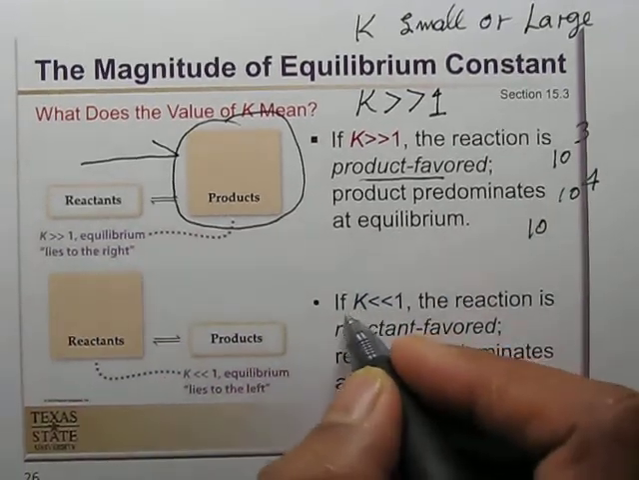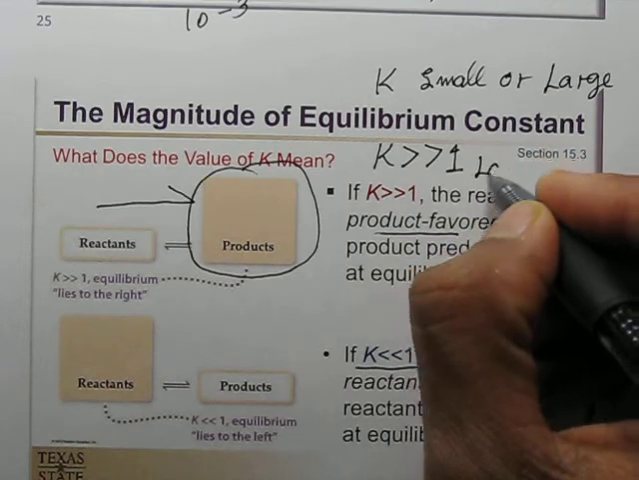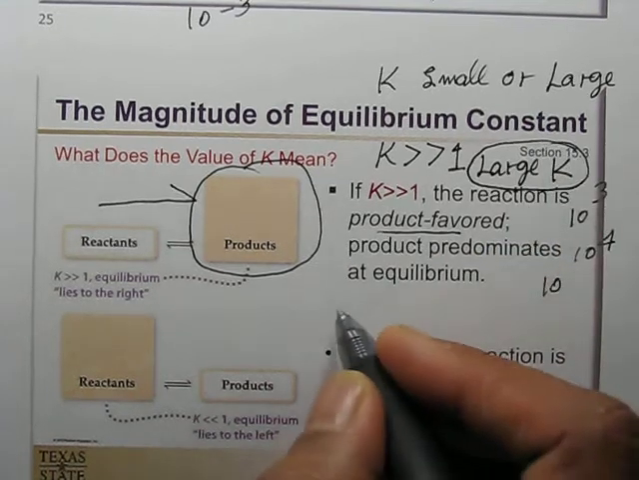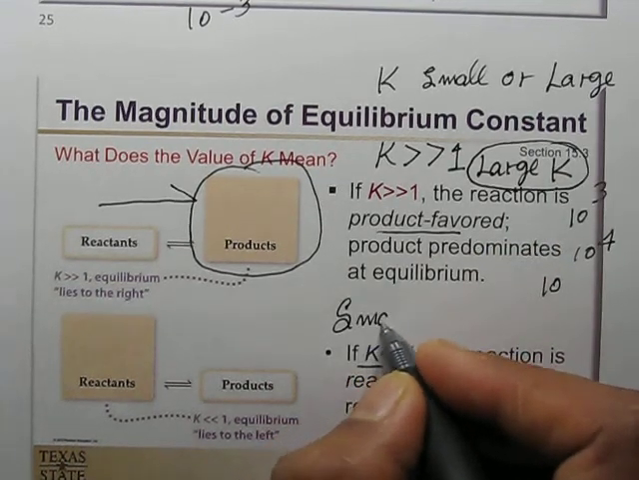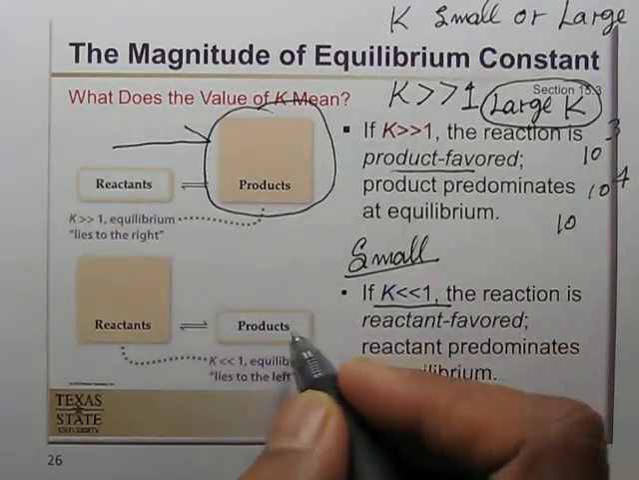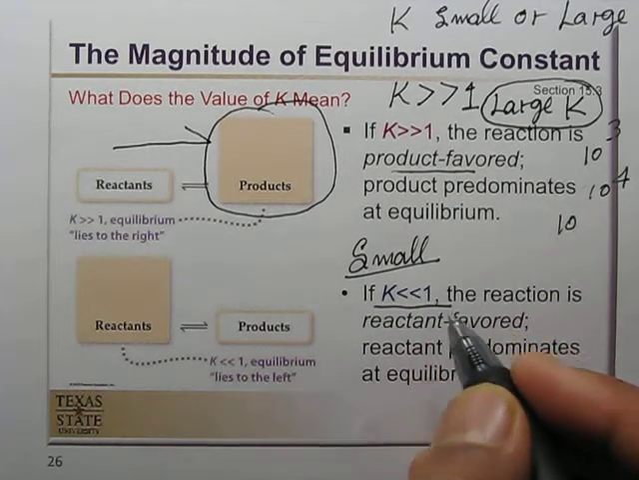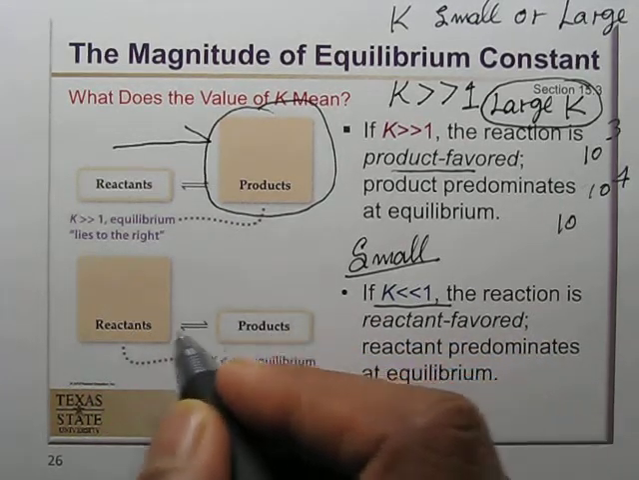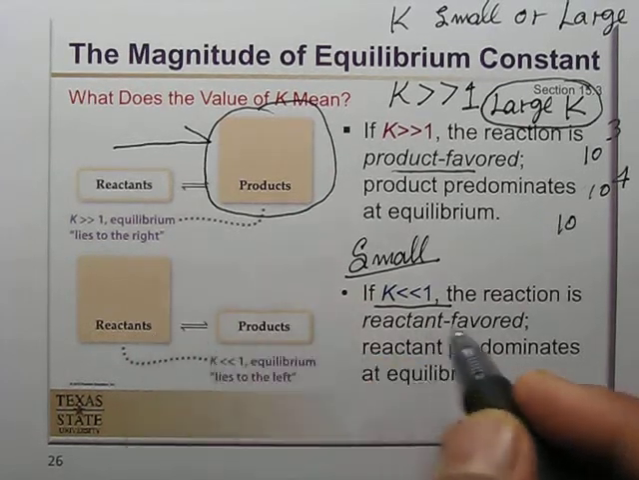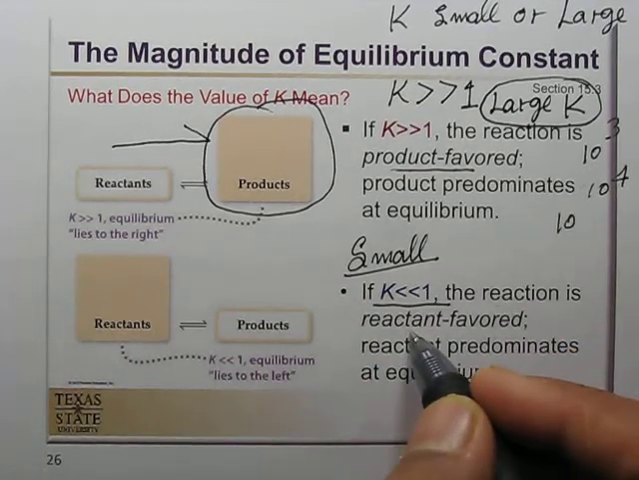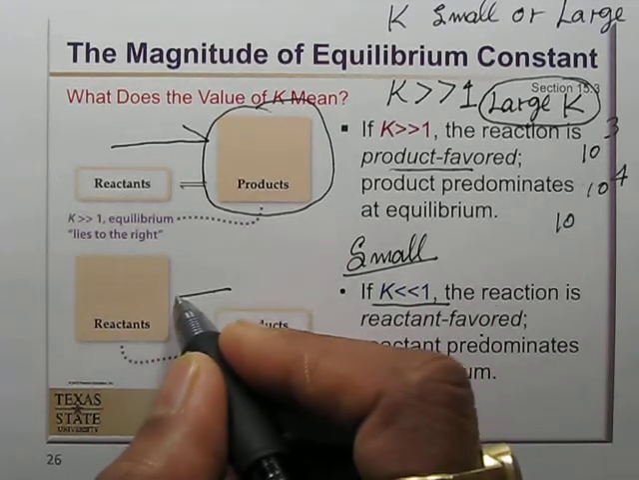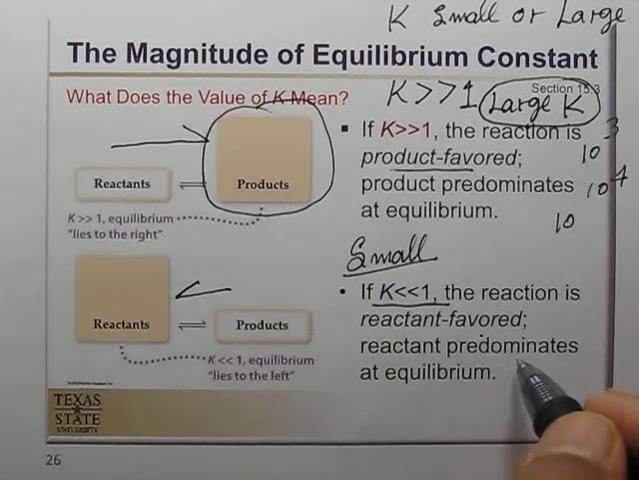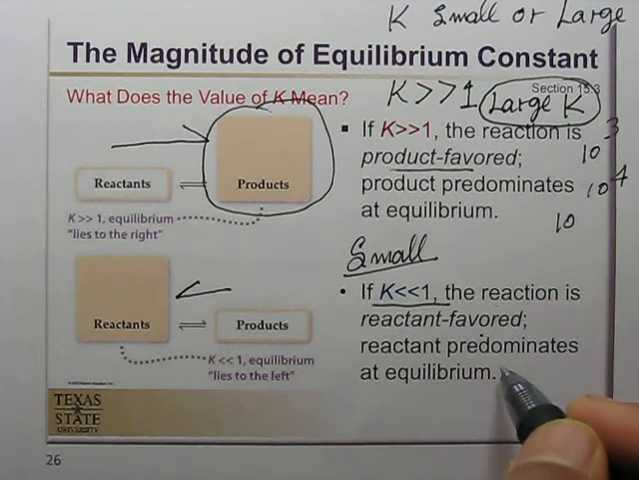This is the large K condition. And if K is very small, very much less than 1, it means reactants are not converting into products. The reaction is very slow, or we can also say the reaction is reactant favored. Only reactants are present, not the product. So reactant predominates at equilibrium.